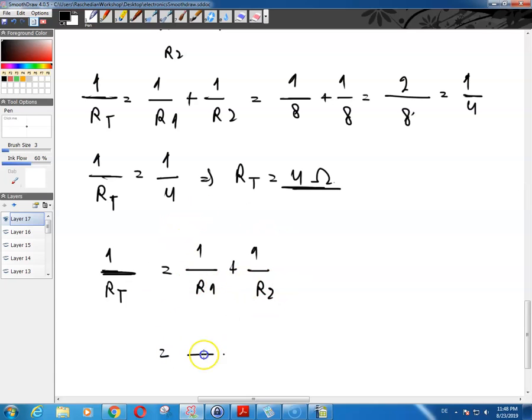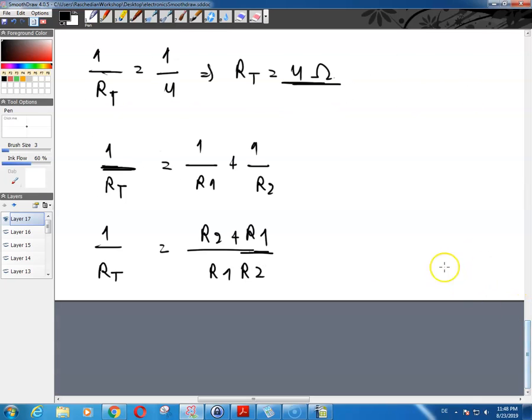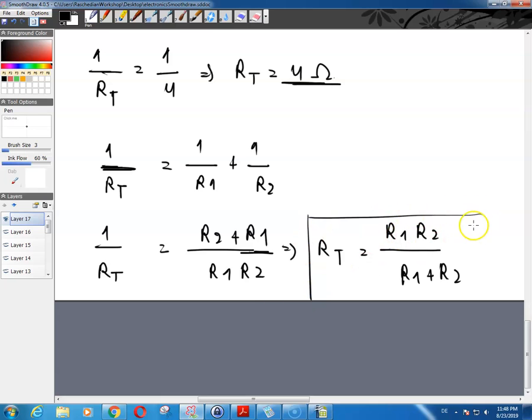So this side you can write it with R1 R2 as the LCM, and then basically you get R2 plus R1. So 1 over R of t is basically this. That means we take the reciprocal of both sides of this equation and get R of t is equal to R1 R2 over R1 plus R2. So this is for two resistors.